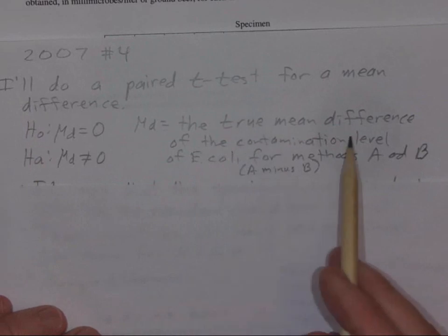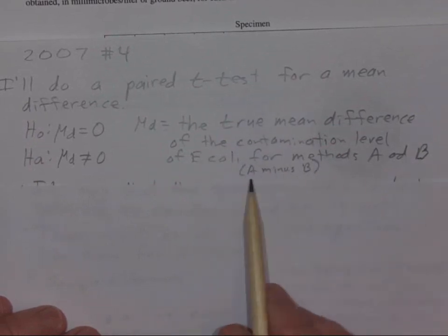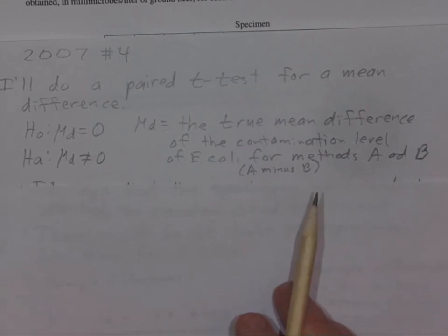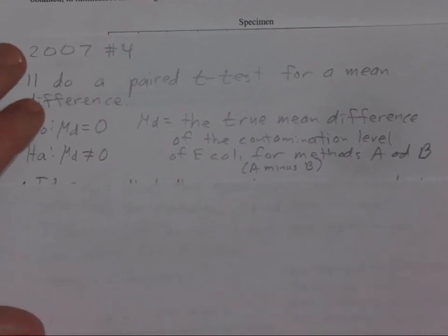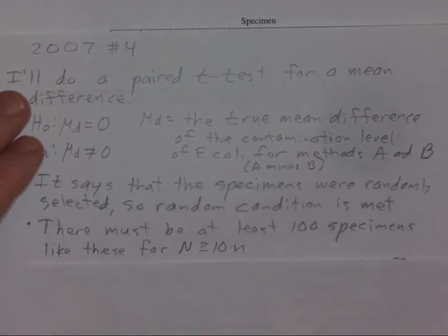In other words, the true mean difference of the contamination levels of E. coli for methods A and B, and we went A minus B. And make sure you state whether you're going A minus B or B minus A. So there's your hypotheses. Then after that, we have our assumptions or our conditions. And so here we go.